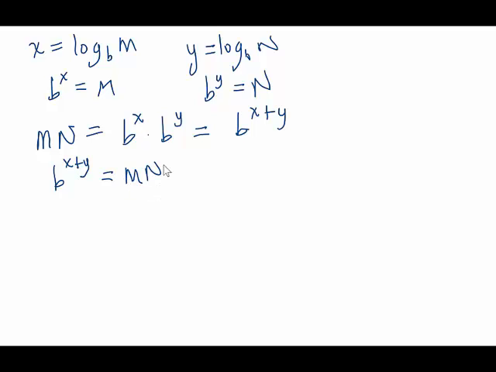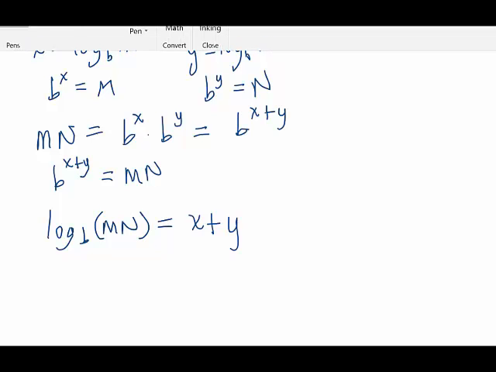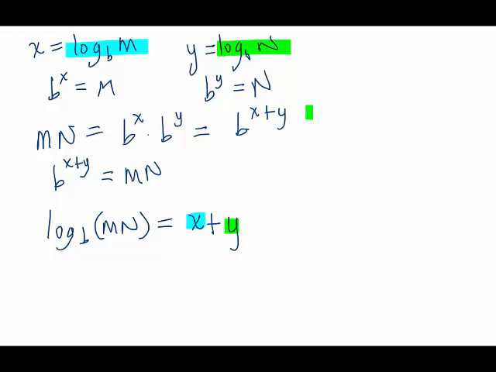Now let's go backwards and write this in logarithmic form. So that'd be log base b of m times n is equal to whatever the exponent is, x plus y. And lastly, instead of x, we'll substitute log base b of m, and instead of y, we'll replace it with log base b of n.